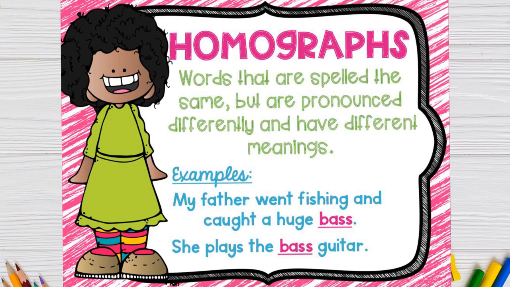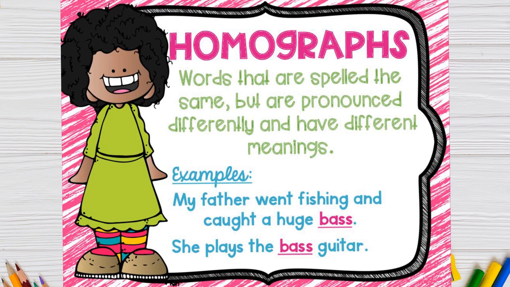Now let's look at homographs. Homographs are words that are spelled the same but are pronounced differently and have different meanings. For example, bass and bass. Both of these words are spelled the same, but they have different meanings and different pronunciations.